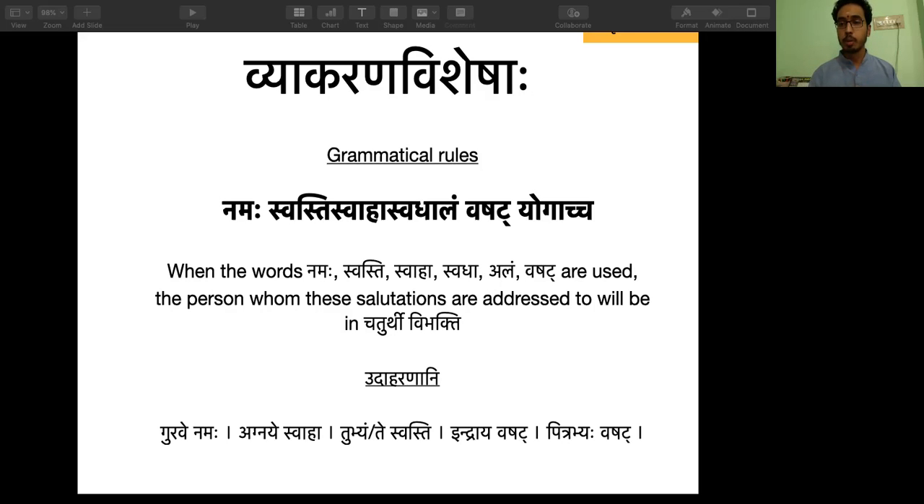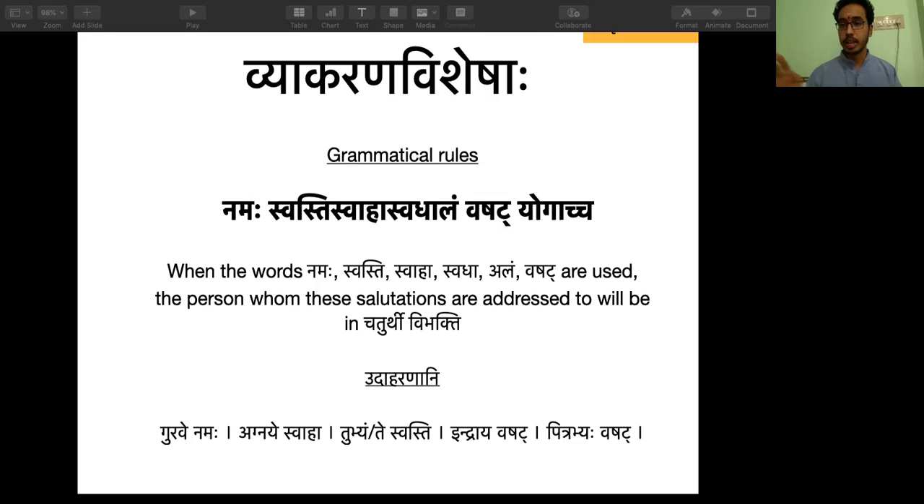Swasti, again, when you're doing Homa, Agnaye Swaha. Sorry, Swasti we will discuss later. Swaha. Agnaye Swaha. Indraya Swaha. So Agni is Ikaranta. Agnaye will be similar to Kavaye. So Chaturthi again. Agnaye Swaha. Indraya Swaha. Swasti. If you are blessing someone, say, Tubhyam Swasti.